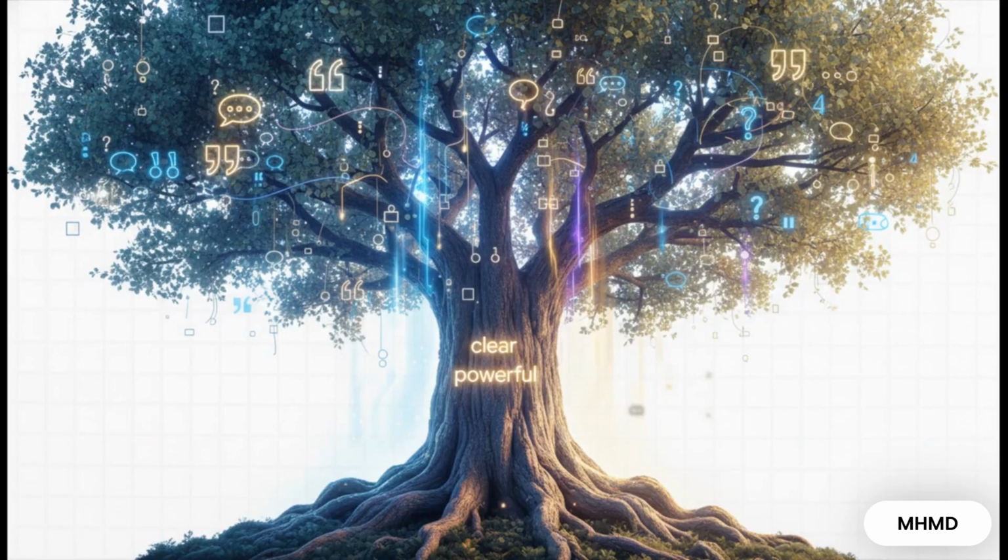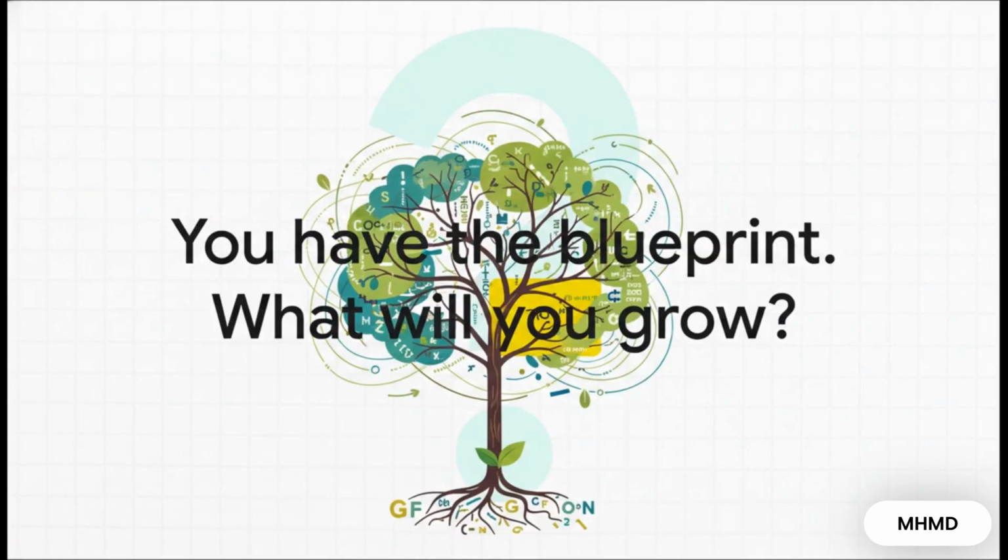I mean, think about it. Every single complex argument you've ever read, every story that made you feel something, every set of instructions that you could actually follow, all of them, at their core, are built from these exact same blocks. Subjects, predicates, clauses, and moods. That's it. So, there you have it. You have the blueprint for the forest. The real question now is, what are you going to grow with it?